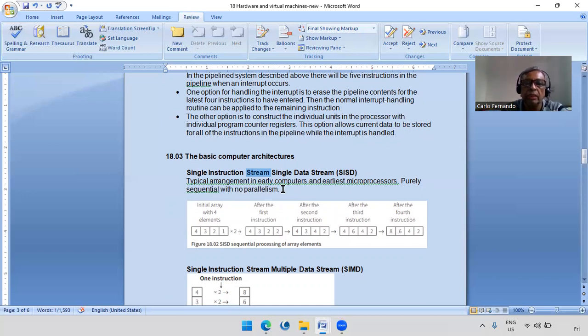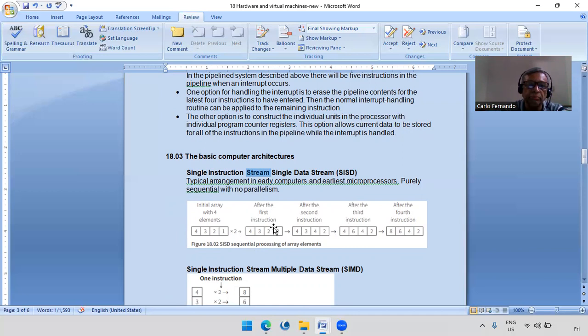Typical arrangement in early computers and earliest microprocessors: purely sequential with no parallelism. Just one job at a time, one thing at a time. How do you explain that? SISD, sequential processing of array elements. There is an array and you have to multiply it. The array element values are 4, 3, 2, 1. To double this, you should get 8, 6, 4, 2, no? 8642. How is it carried out?